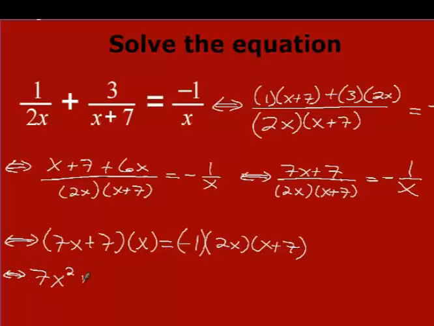Alright, so now we distribute. Get 7x squared plus 7x equals -2x squared minus 14x.